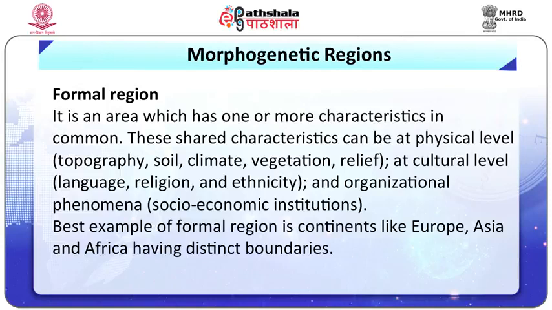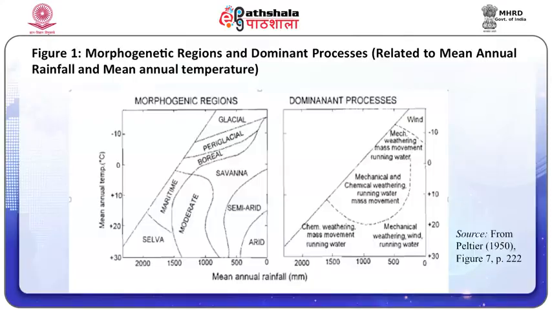Best example of formal region is continents like Europe, Asia and Africa having distinct boundaries. Another example is equatorial region, tropical region, temperate region, tundra region which is characterized so on the basis of temperature and rainfall. Morphogenetic region is also the example of formal regions where it is classified on the basis of temperature and precipitation.